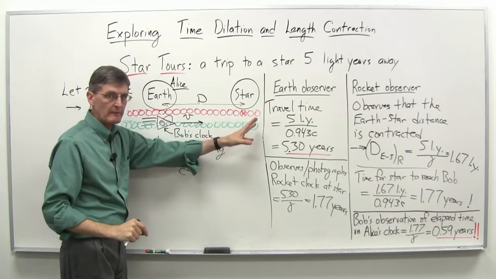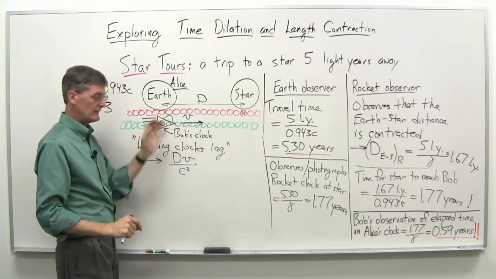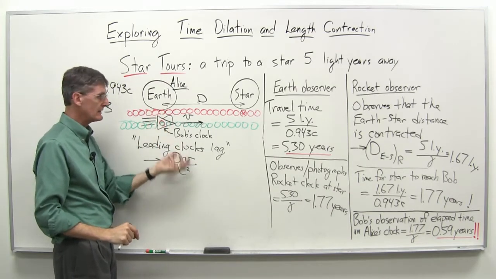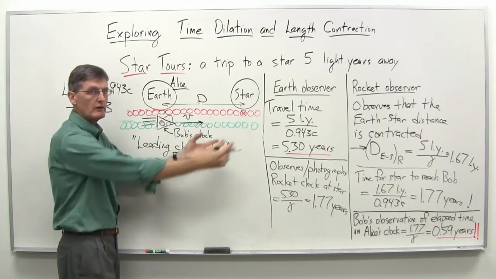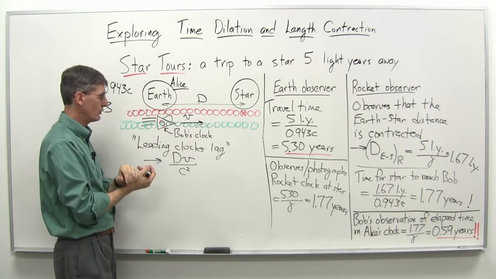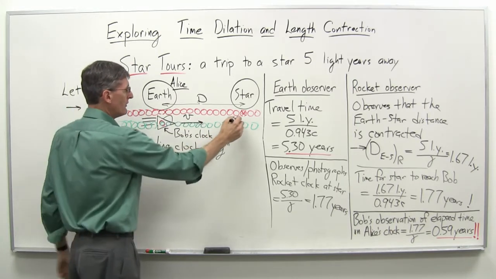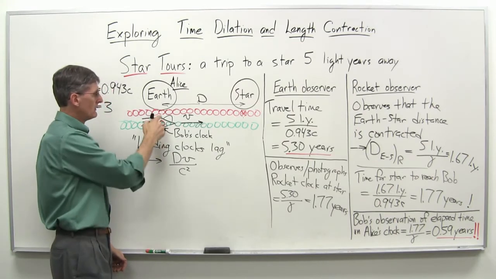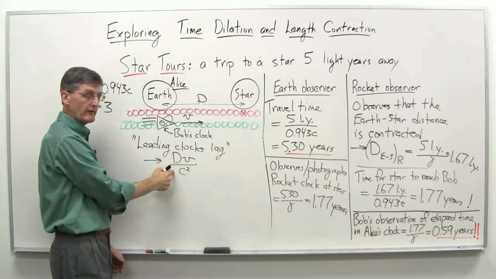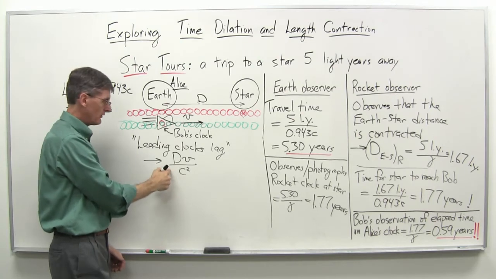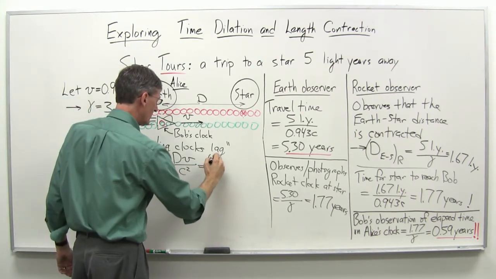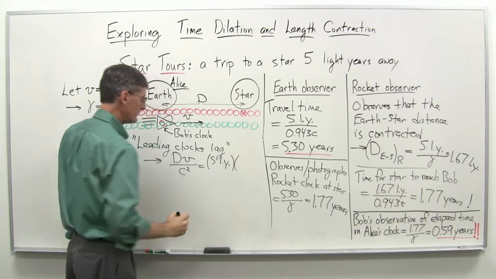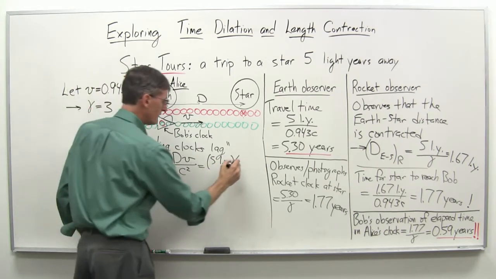Clocks in the rear are running ahead of clocks in the front. Leading, or the way we've been saying, leading clocks lag. The clocks in front lag behind a clock in the rear if you have clocks moving past you. And so this clock right here lags behind this clock by this factor. Well, let's put some numbers in now. So d is 5 light years. V is 0.943c.